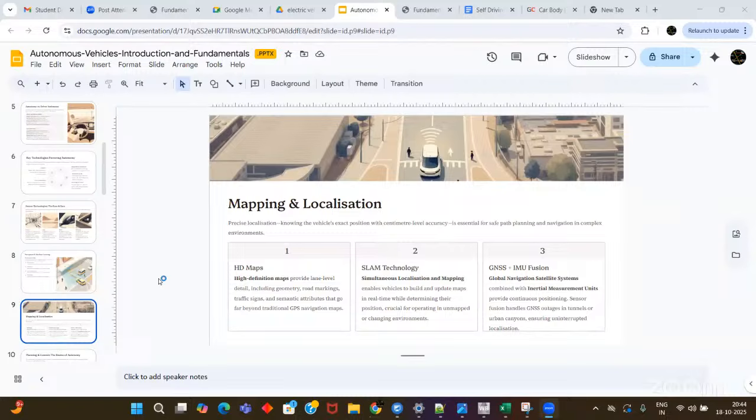So HD maps, SLAM technology, and GNSS IMU fusion. The GNSS IMU fusion that we were discussing, global navigation satellite systems combined with inertial measurement units, provide continuous positioning. Sensor fusion handles GNSS outages in tunnels or urban canyons, ensuring uninterrupted localization.